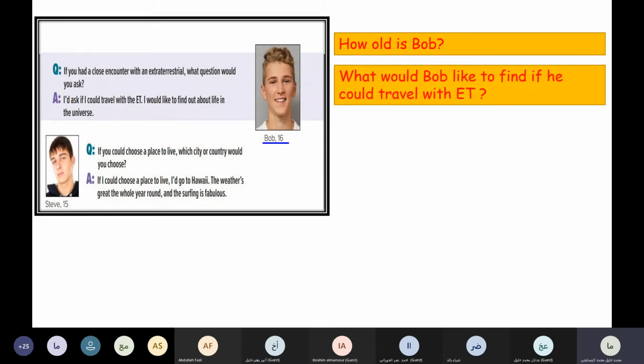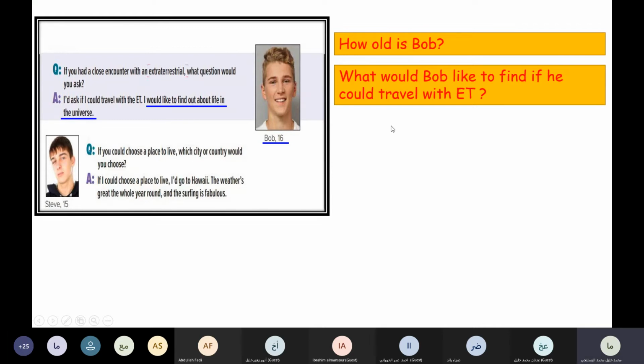Now, what would Bob like to find if he could travel with E.T.? Yes, he would like to find out about life in the universe. Good. He would like to find out about life in the universe. I would ask, if I could travel with E.T., I would like to find out about life in the universe.